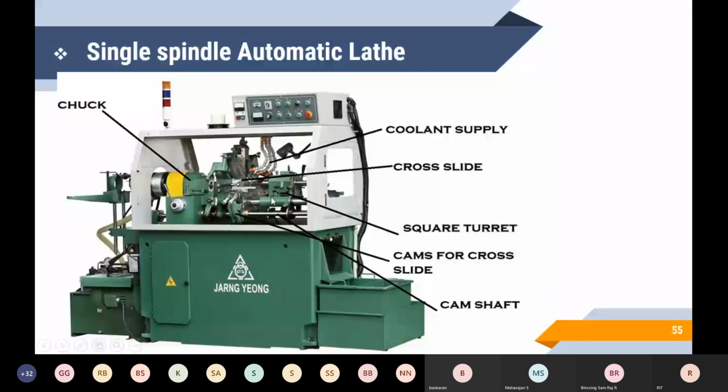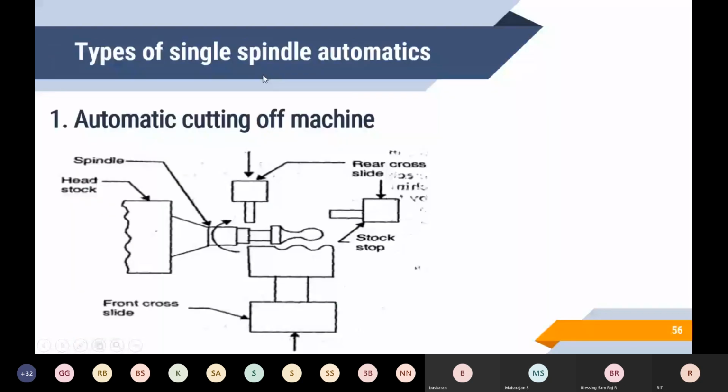There are various types of single spindle automatics: the automatic cutting-off machine and the Swiss type automatic screw cutting machine. We will see them one by one. The automatic cutting-off machine is simple in design. It is used for producing a large quantity of parts of smaller diameter and shorter length. For that category, we use the automatic cutting-off machine. Simple shaped components are produced on these machines. When you move the job from this to this, the stopper will stop the job, so it automatically cuts off and moves the job separately. There is no manual power needed.